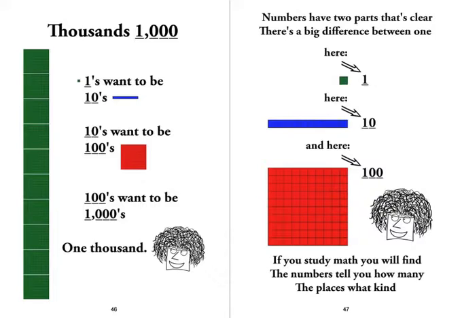Numbers have two parts, that's clear. There's a big difference between one here, here, and here. If you study math, you will find the numbers tell you how many and the places tell you what kind. Hugely important concept in mathematics, place value. It took us a long time as humans to get to the point where the numbers hold the places, and then we figured out we needed 0. And anyway, it should be vaguely interesting for your students to study because it's taken us a long time just to get this far.